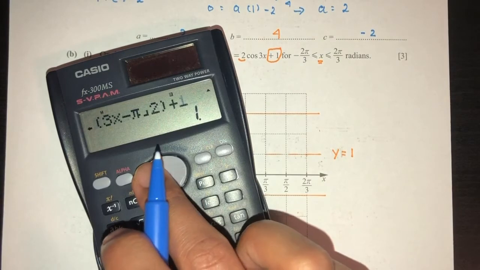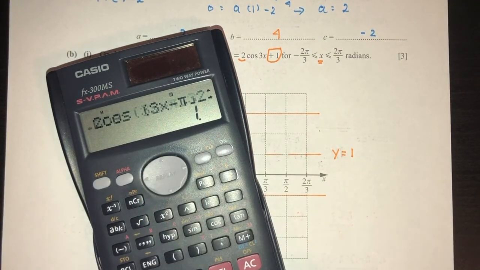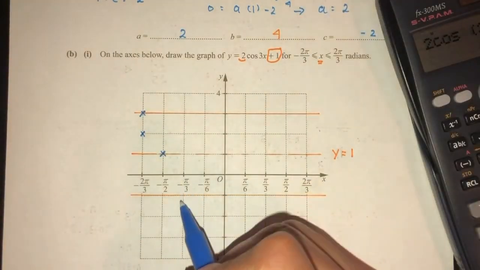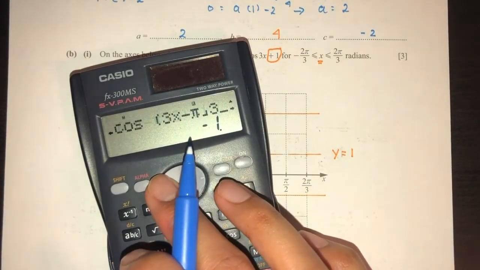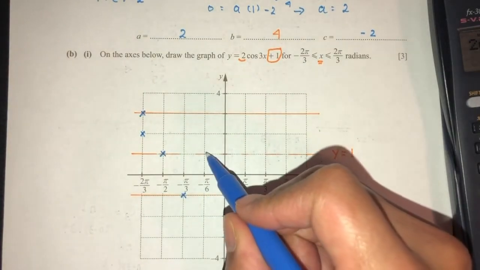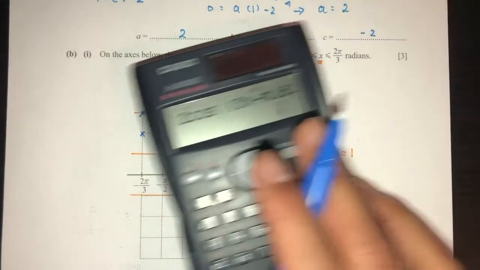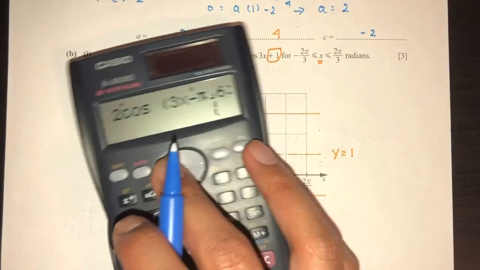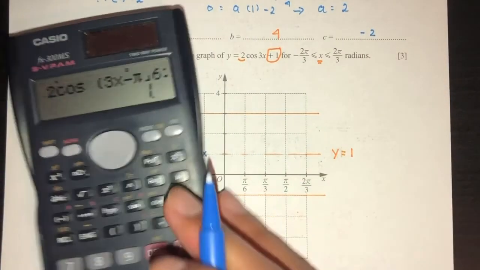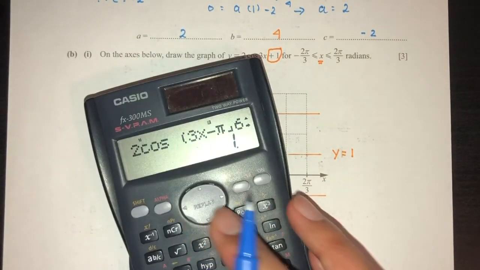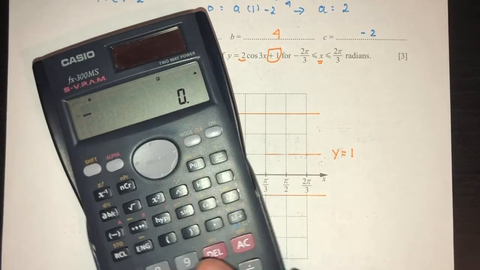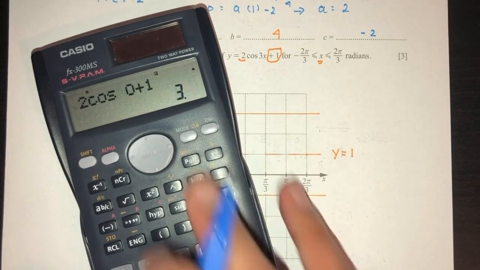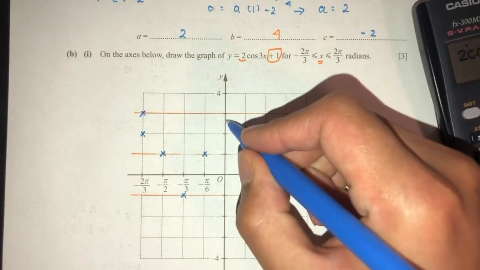And the next one will be minus pi over 3. That will be minus 1. And then we have minus pi over 6. That will be 1. And then we have 0. So let's take 0 afterwards. Let's use those values first. Same thing. So 2 cos of 0 plus 1, that is 3. So 0, 3 will be this one.